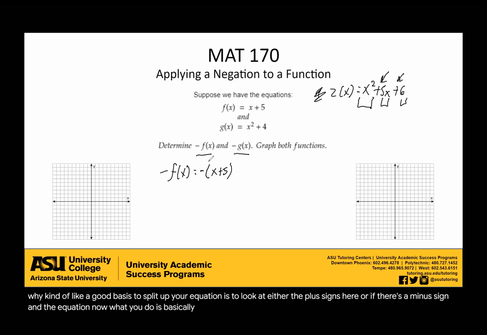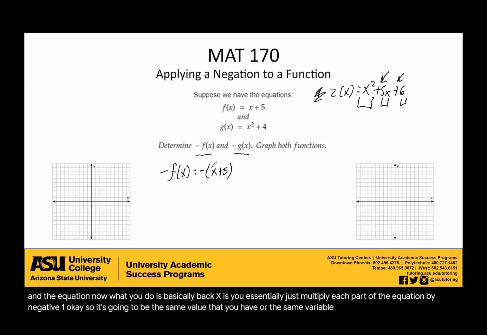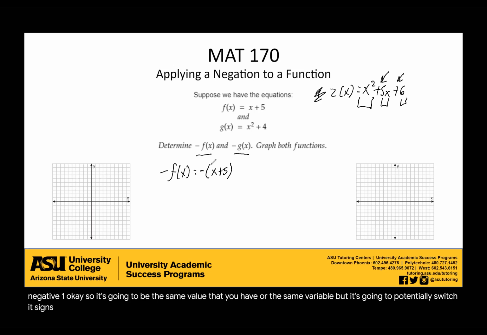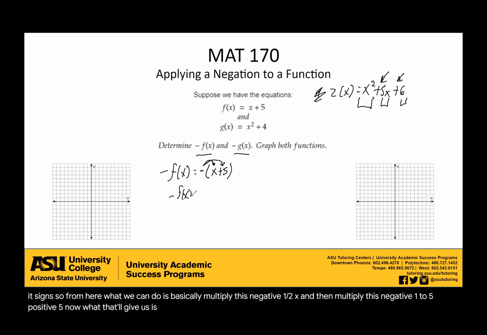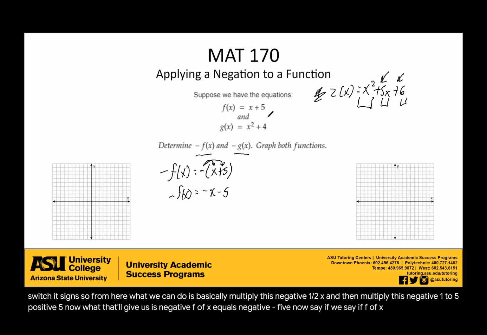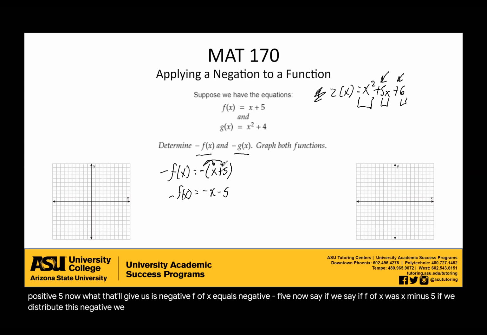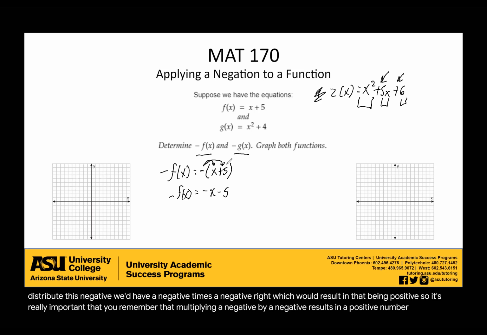Now, back to the original question here with the f of x, you essentially just multiply each part of the equation by -1. Okay, so it's going to be the same variable, but it's going to potentially switch its signs. So from here, what we can do is multiply this -1 to x, and then multiply this -1 to 5, positive 5. Now what that'll give us is negative f of x equals negative x minus 5. Now, say if f of x was x minus 5, if we distributed this negative, we would have a negative times a negative, right? Which would result in that being positive. So it's really important that you remember that multiplying a negative by a negative results in a positive number, and that still applies in this case.